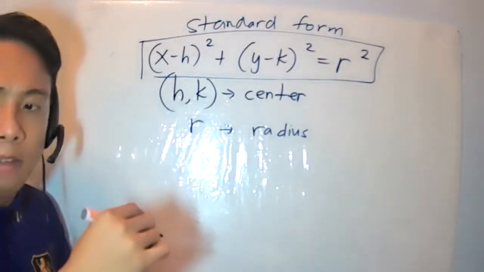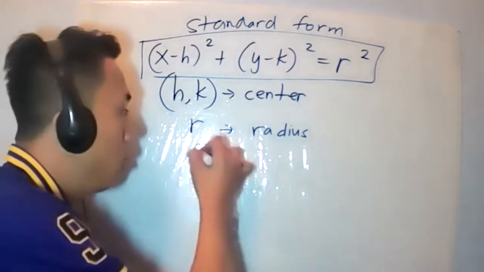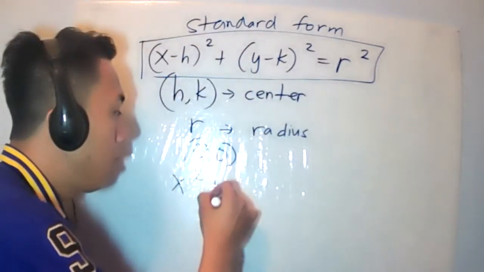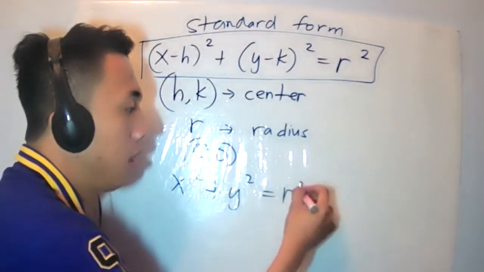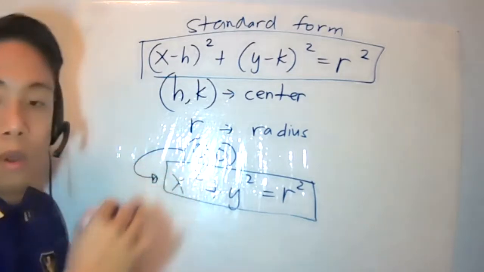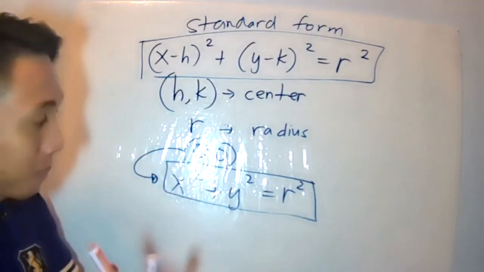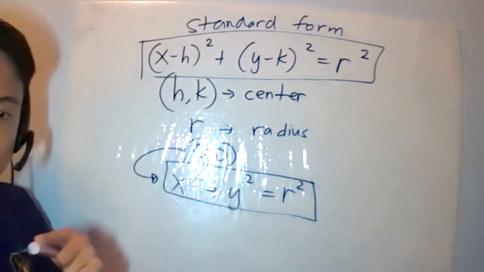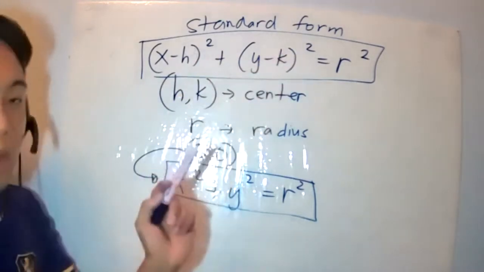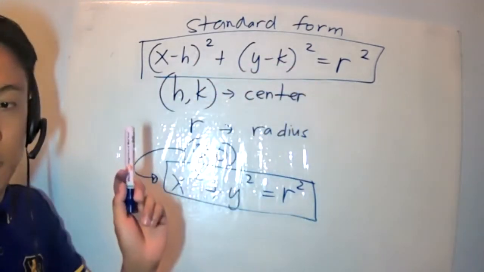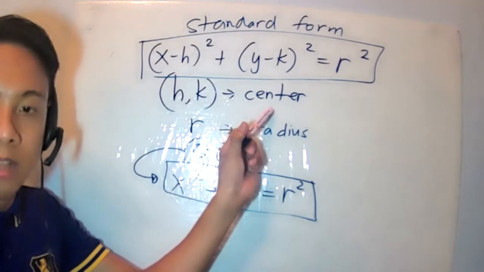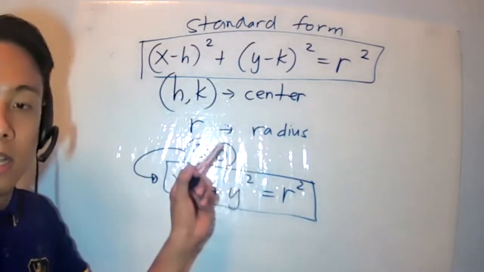If we have a center at 0, 0, what will happen to our standard form? It will become x squared plus y squared equals r squared only, when our center is 0, 0. So this is our standard form. Don't forget this one: x minus h squared plus y minus k squared equals r squared, where h, k is what we call the center, and the radius is r.